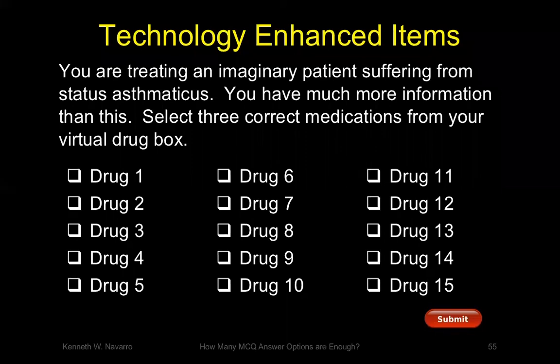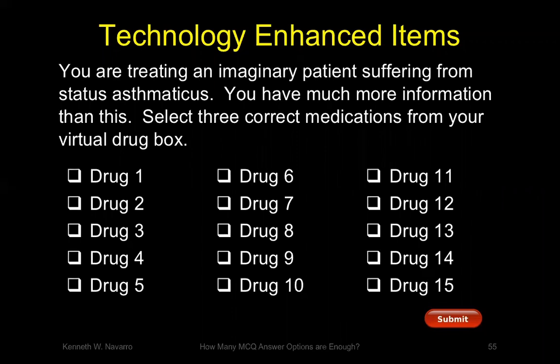You could then have the virtual drug box for a number of questions. And drug 1 would always be drug 1, drug 2, drug 3, they would all be in exactly the same spot. And then if this were an item that was being delivered by a computer, then all the student would have to do is click on the 3 drugs that would be appropriate in the management of a patient that had status asthmaticus. You pick the 3 drugs, you submit the question, and there it is.